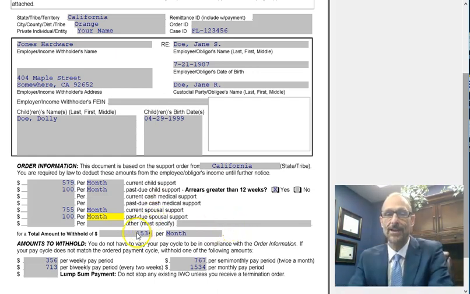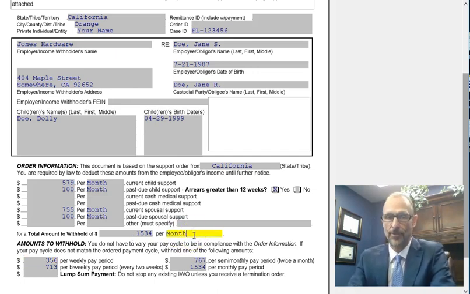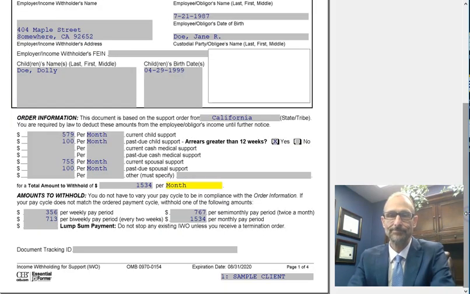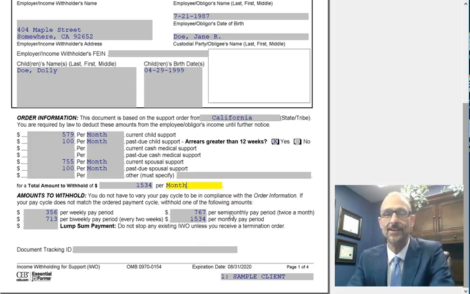If you add all of that up, that comes down to $1,534 a month. And I put that total in the total amount to withhold, $1,534 per month. Now, the next section is a little bit tricky. It asks, how much is the employer supposed to withhold per week, per biweekly pay period every 2 weeks, semi-monthly, that means the first and the 15th or the 5th and the 20th, that kind of thing, or per month. Obviously, the per month is easy. We know the total, it's $1,534 per month.